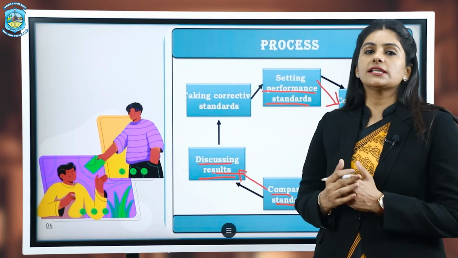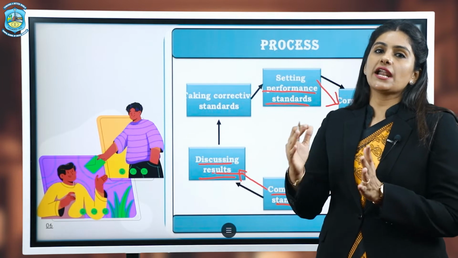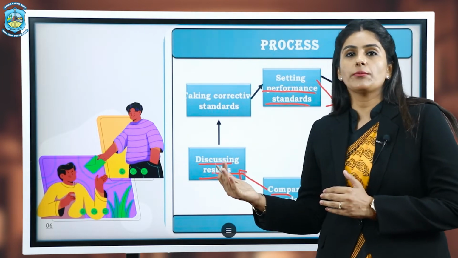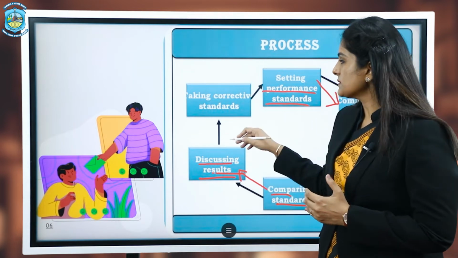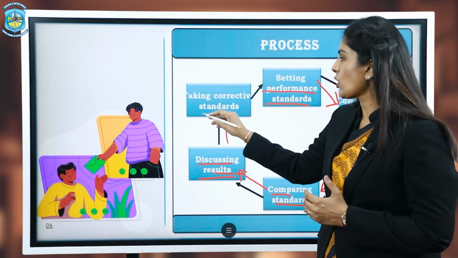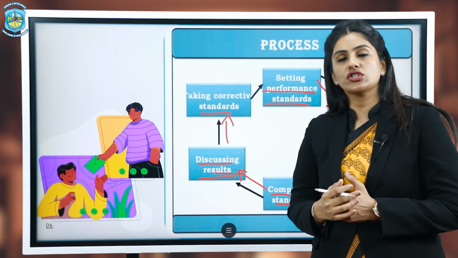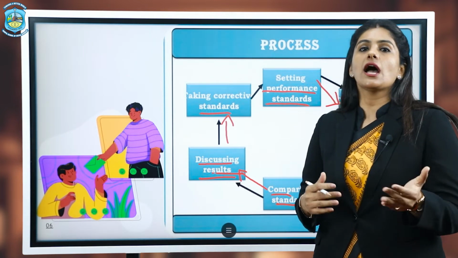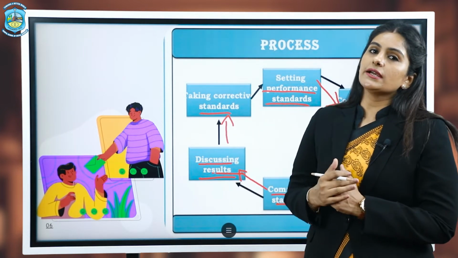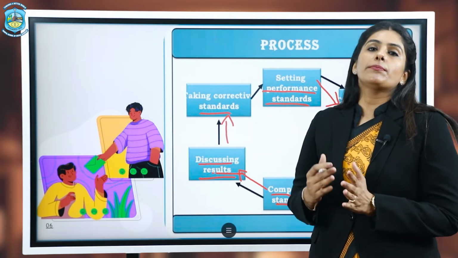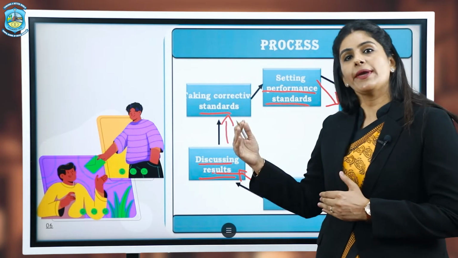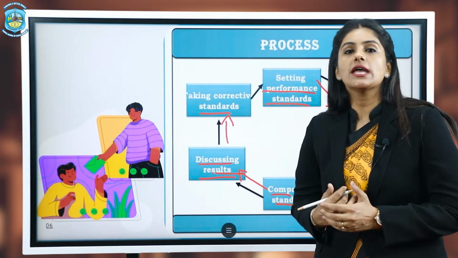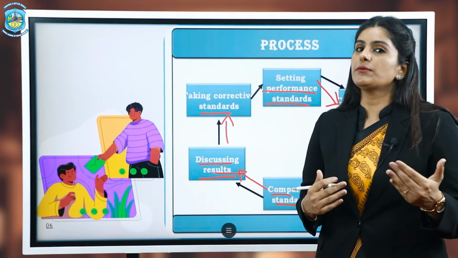Discussing the result is a step where, after the standards are compared with the actual performance, it is discussed with the employees. After this comes the step which talks about taking corrective actions after the standards are compared. So if proper training has to be arranged for the poor performers, then on the basis of the results achieved, the management plans the training program.